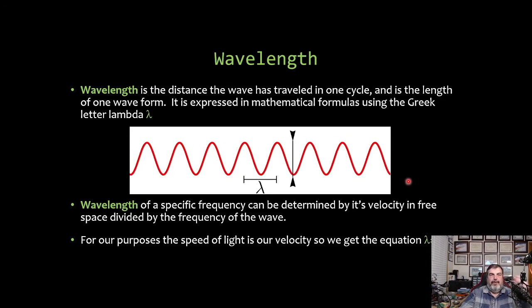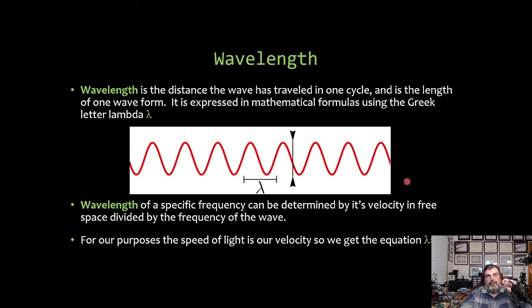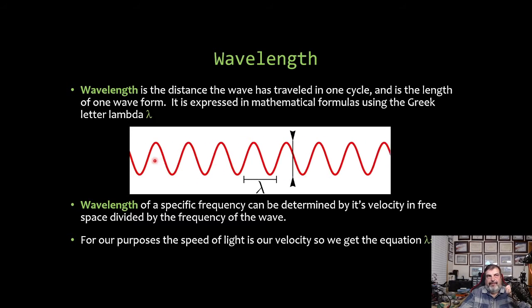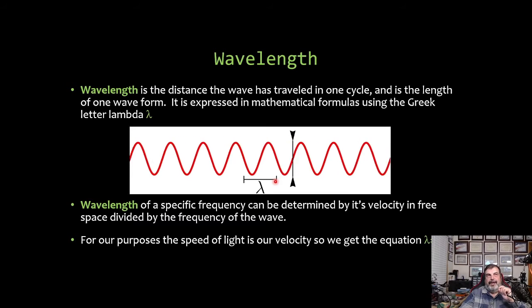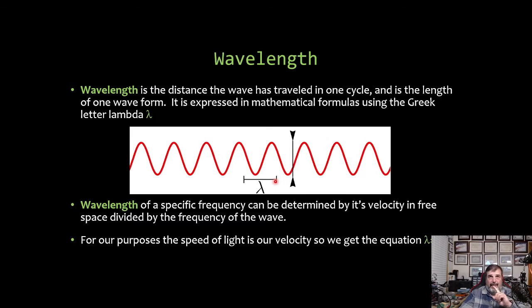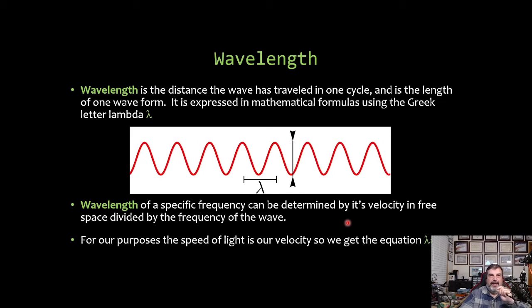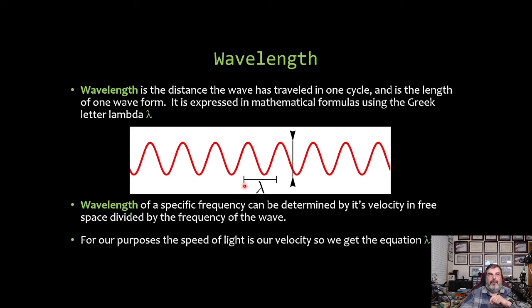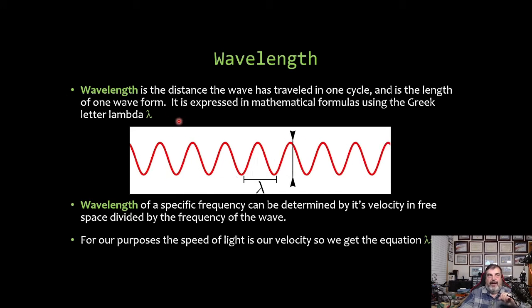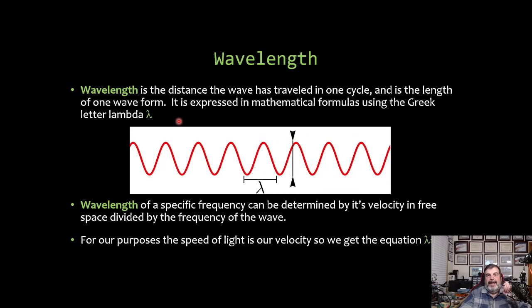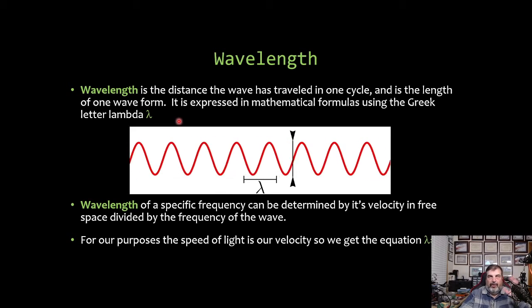Now, frequency and wavelength are related, okay? Wavelength is the distance of one waveform, how far it travels in free space. Again, we're talking about free space, so we're talking about c, the speed of light in free space or in a vacuum. We want to know how far that wave propagates in one waveform. When we talk about wavelength, we use the Greek letter lambda, which looks like a funny bent L. That is the symbol for wavelength.